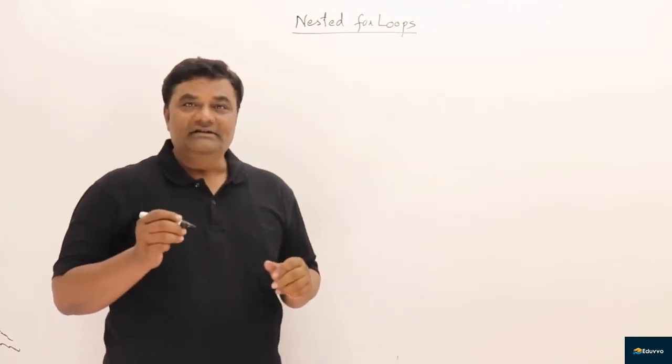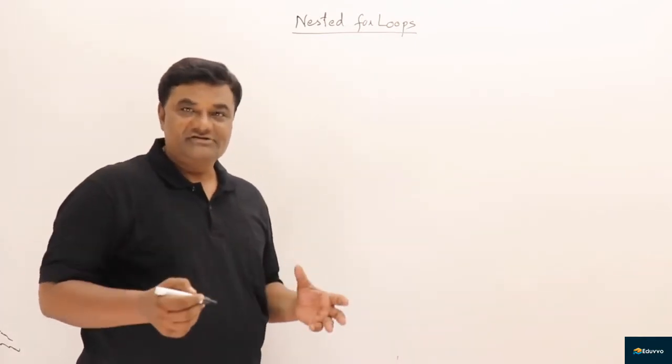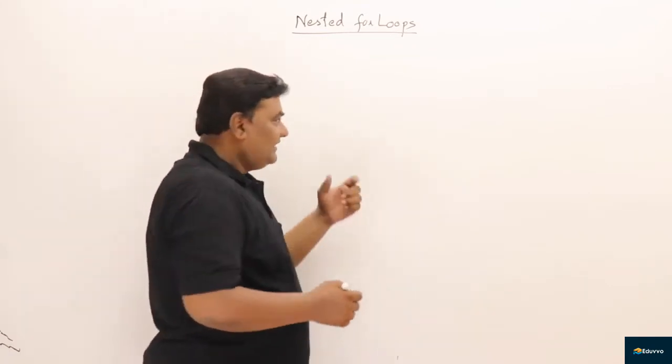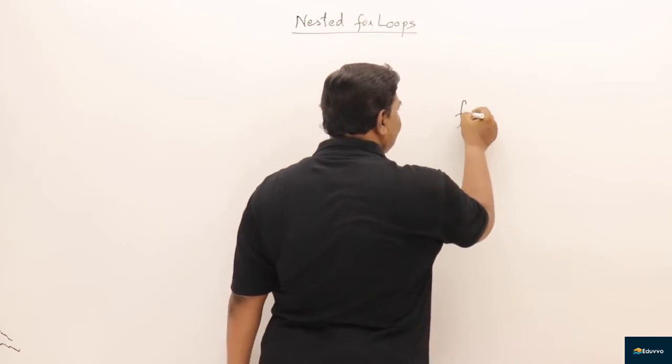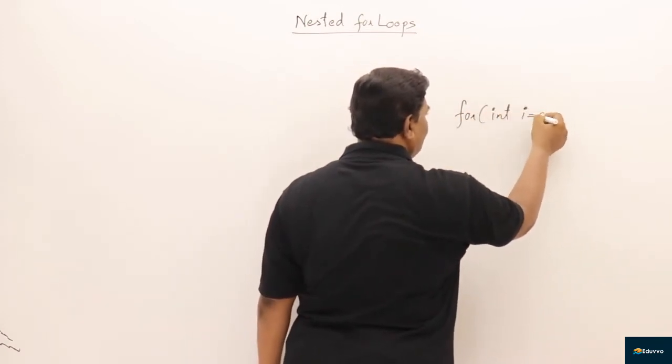Let us look at nested for loop. Usually these are useful for accessing multidimensional arrays, that is two-dimensional arrays or matrices. So let me write for loop. Commonly we write just one for loop, but now I am writing two for loops.